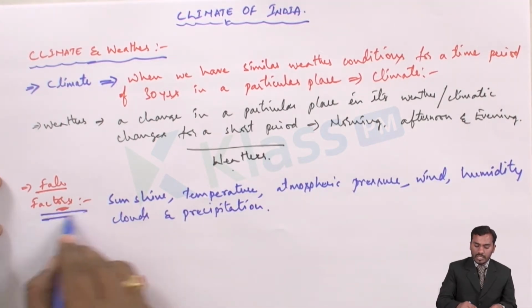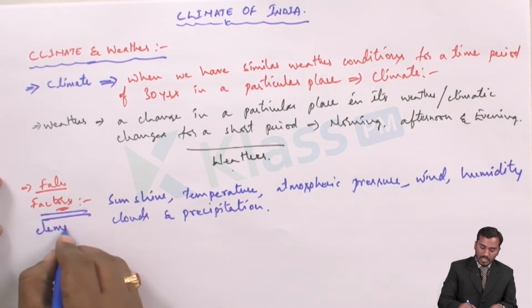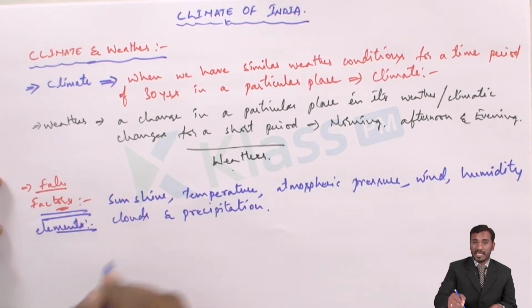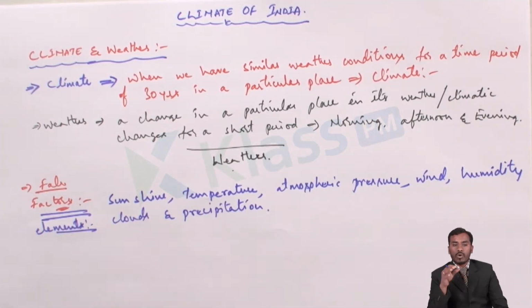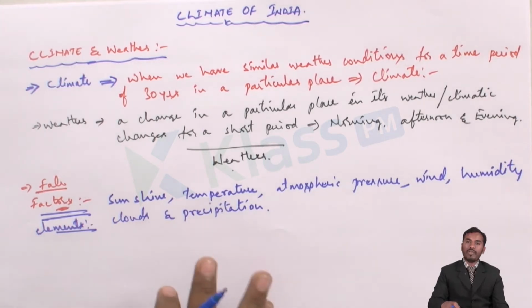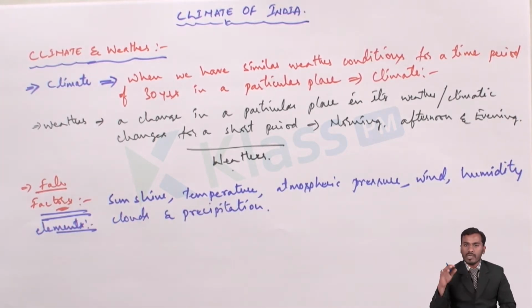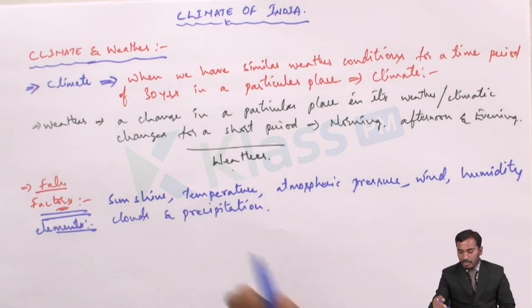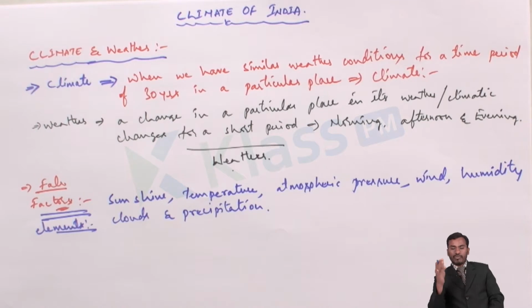All these are the factors or elements which have their impact and influence over the weather conditions or the climatic conditions of a particular place. We call these the elements which influence the climatic conditions of a particular place: sunshine, temperature, atmospheric pressure, clouds, wind, humidity and precipitation. Not only these, even the weather conditions fluctuate from time to time, day to day and place to place.